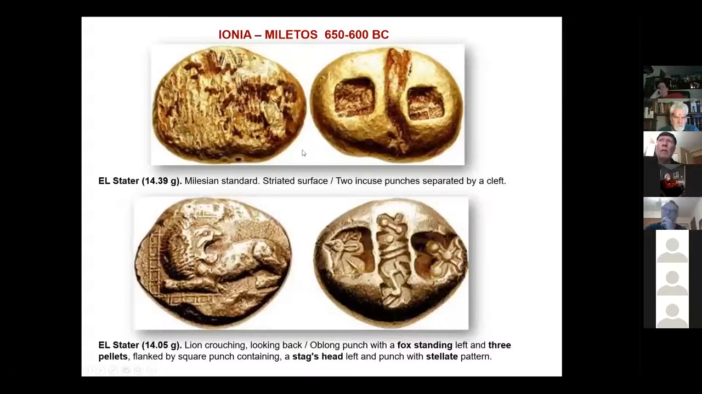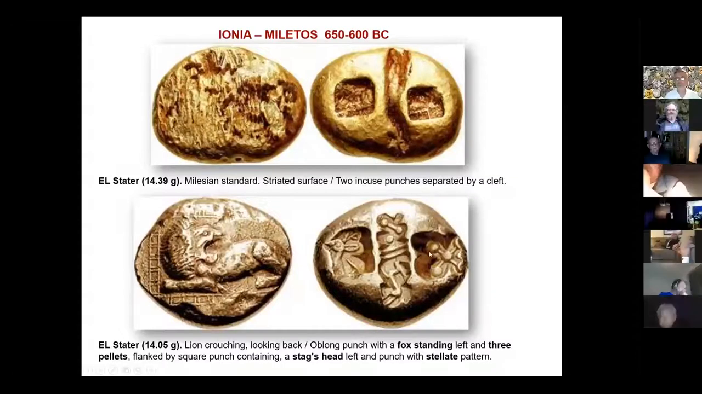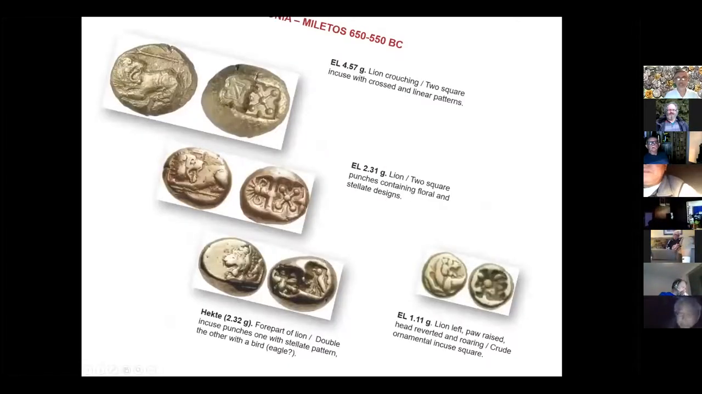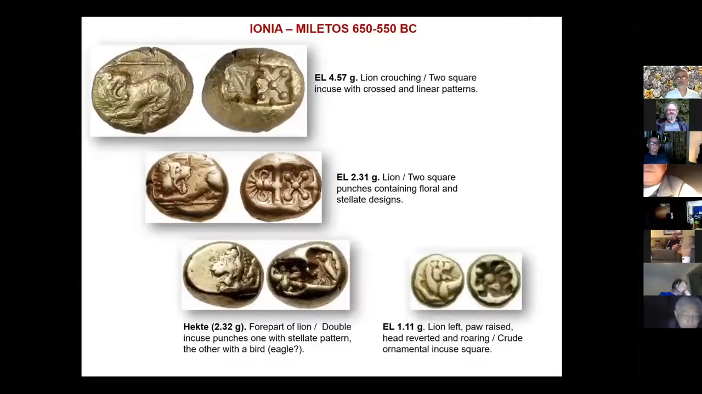And this is an earlier coin from the same city using very similar punch marks. The earlier ones had no design in the punches, but later on, the artistic ambitions of die engravers simply led them to show their art, show their imagination on the coin dies. And more denominations are attributed to the city of Miletus.